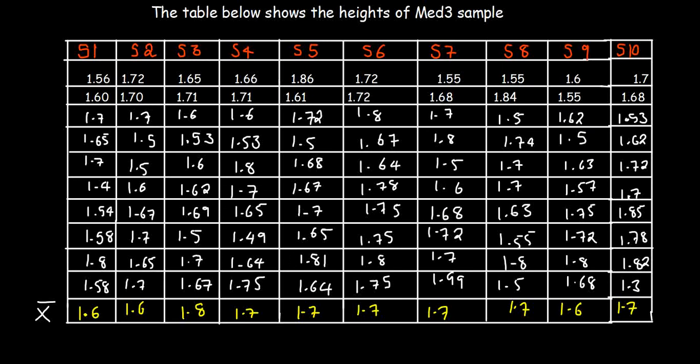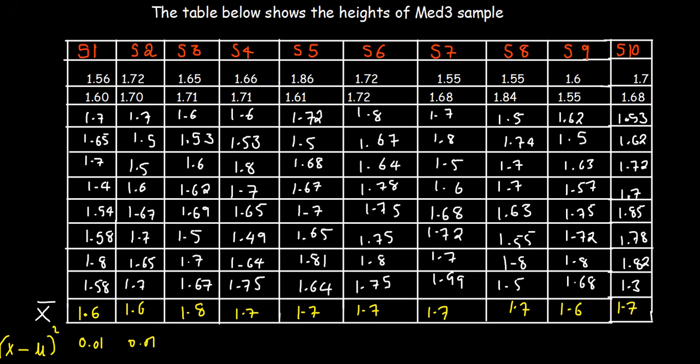1.7. So we'll start with this one. What we are trying to find is each mean minus the mean of the means. So 1.6 minus 1.7. But remember that we are also squaring it. 1.6 minus 1.7 is negative 0.1. Negative 0.1 squared is 0.01.